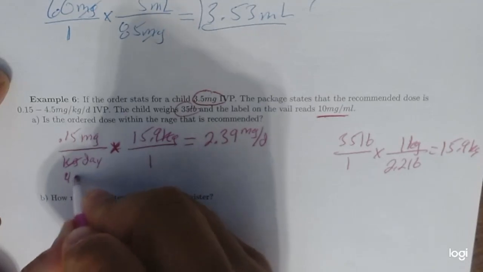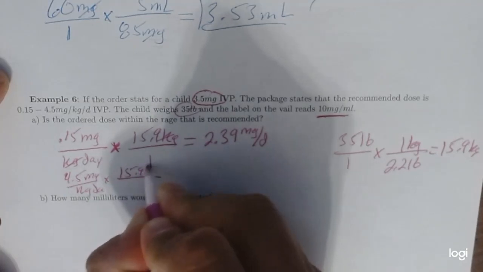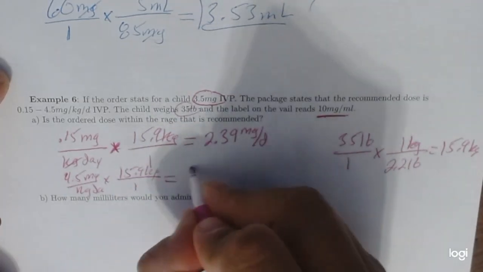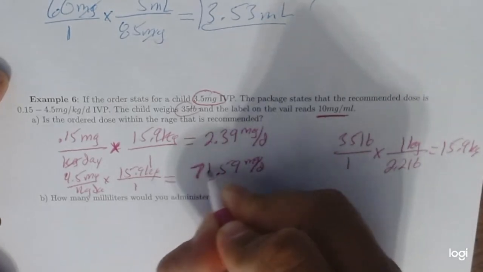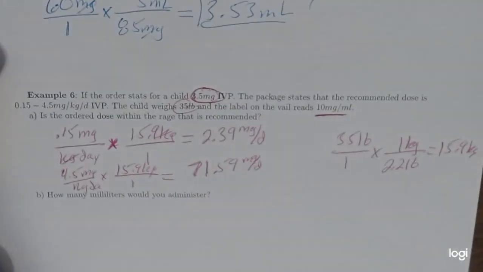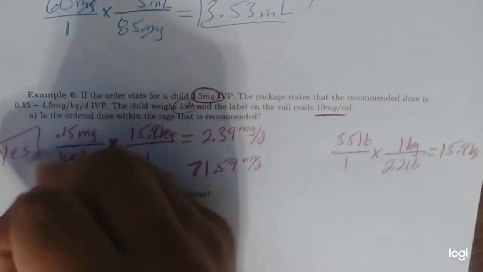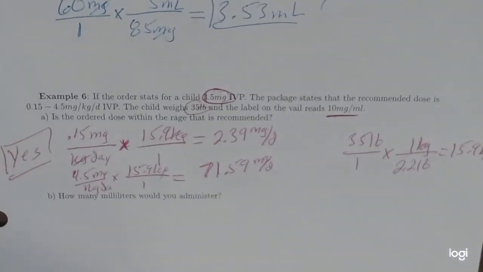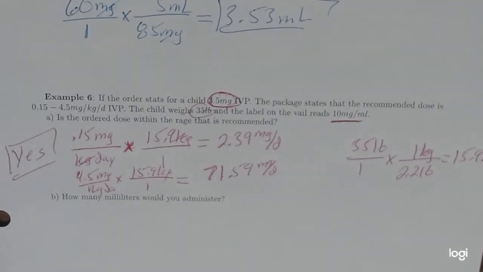Then we do the exact same thing for the other dose: 4.5 milligrams per kilogram per day times the same weight. This should give you 71.59 milligrams per day. So is our order within the range? Yes, it's between these two numbers. It's within the range. You could also have done it the other way, dividing the order by the weight of the patient. If you divide 3.5 by 15.9, you would find out it's also within the range. So there are two different ways you can do this question.